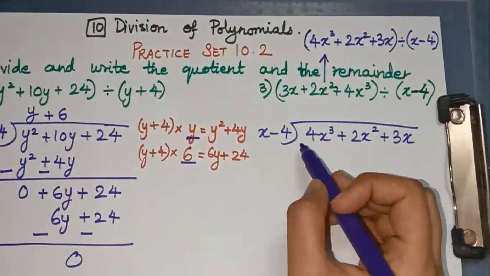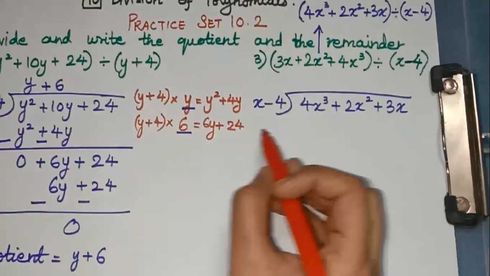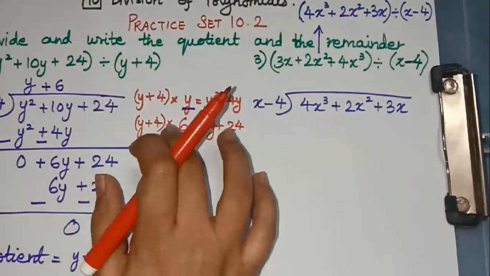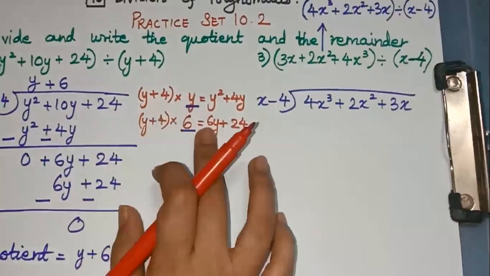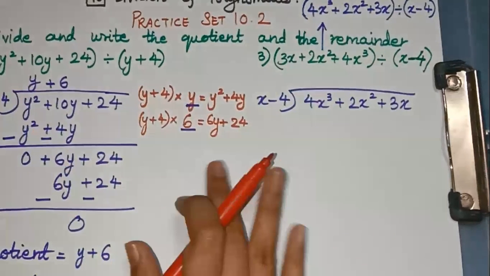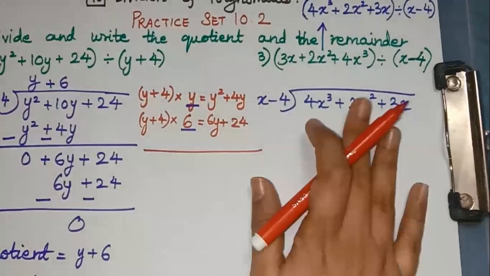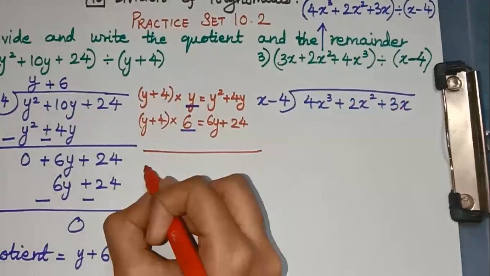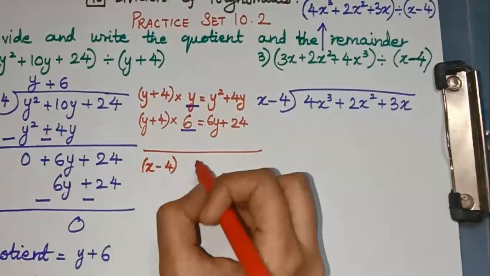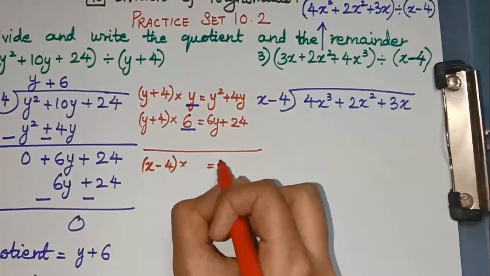So we need 4x cube. So let us start writing now. I have the divisor. The operation that I solved over here is for this sum. Now for x minus 4 I will be writing over here, okay? I am continuing over here for this sum. So I have the divisor as x minus 4. X minus 4 multiplied by what will give you 4x cube?